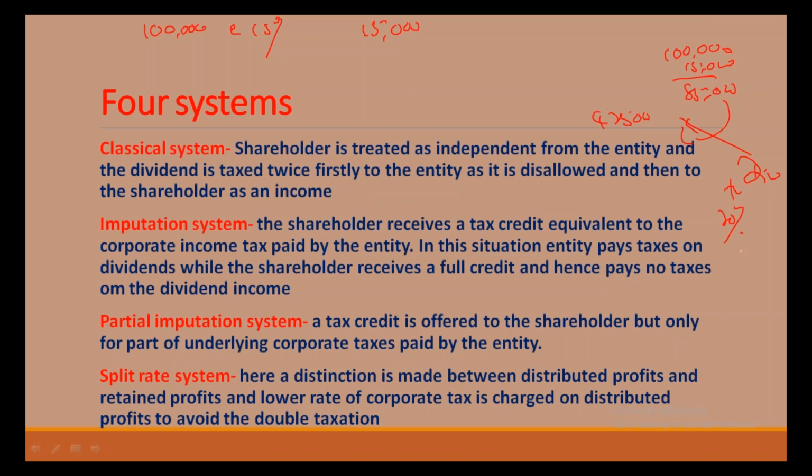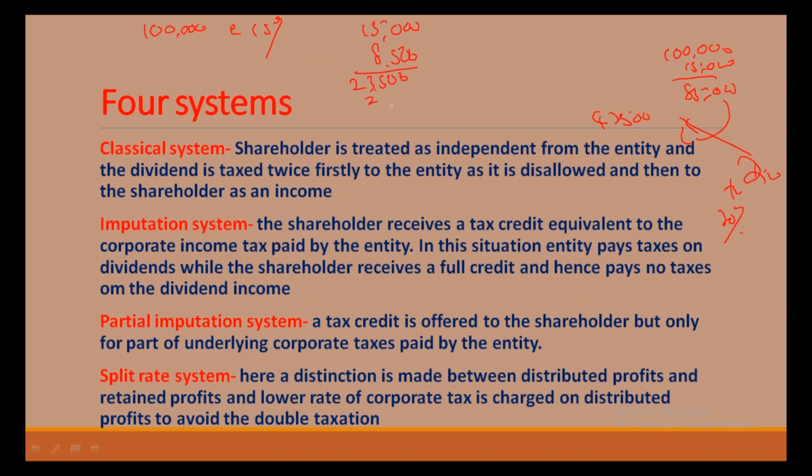So if you look at it from the company's point of view, Jenny is the shareholder of the company. So how much tax have you all paid together? 15,000 plus 8,500. Altogether, the company, because Jenny is the shareholder, has paid 23,500. Yeah. So that is one way. This is what we call the classical system, where we are being taxed twice.